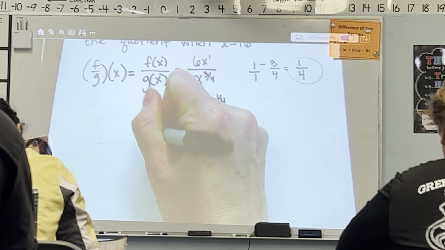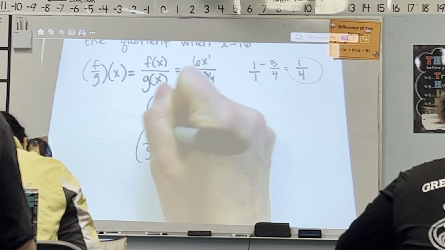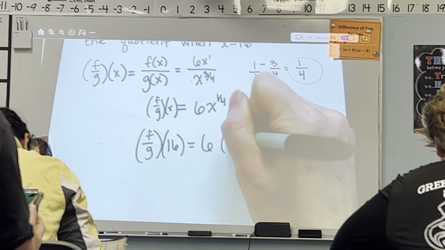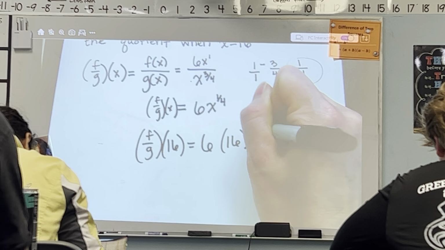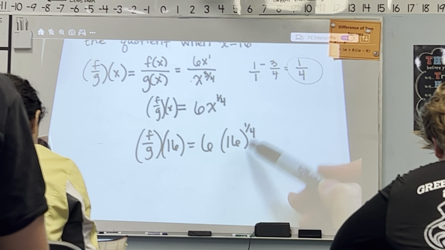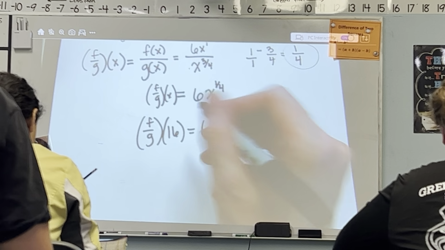So, f divided by g of 16 is 6 times 16 to the 1/4. Now remember, this 6 is not part of the exponent. So what's the 4th root of 16? 2.